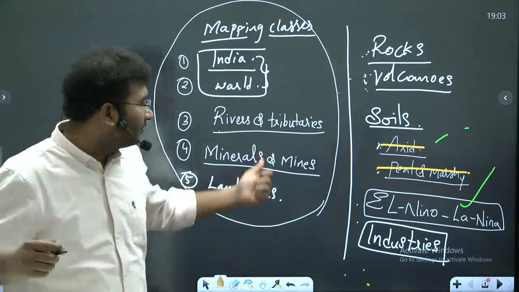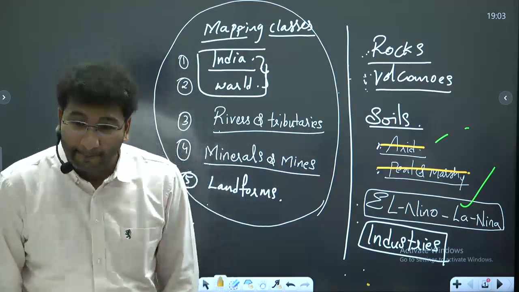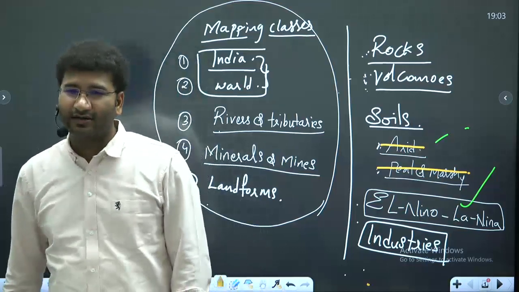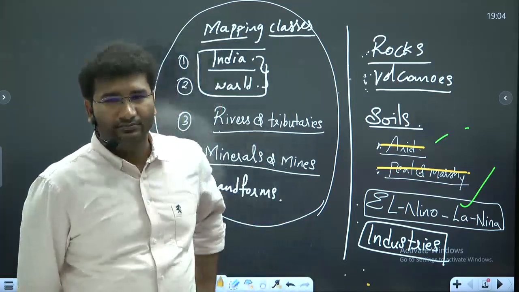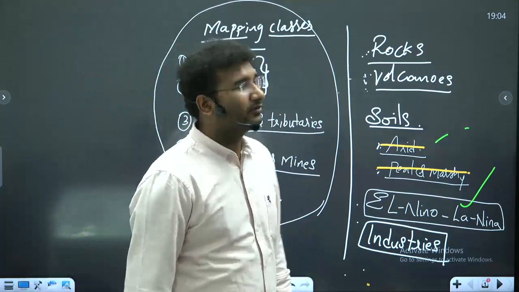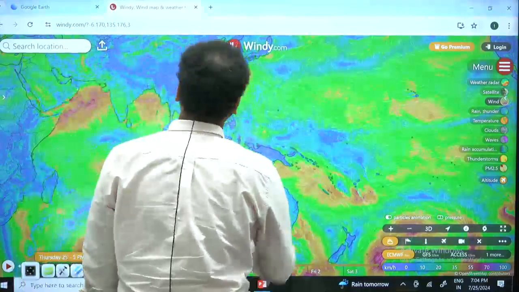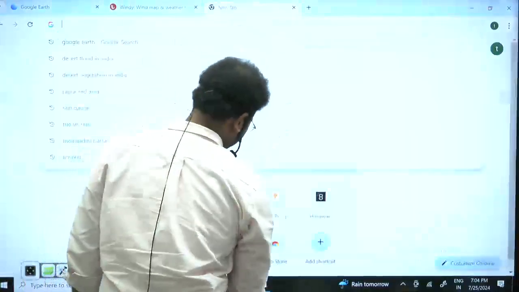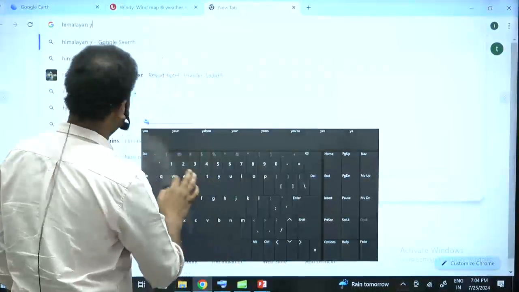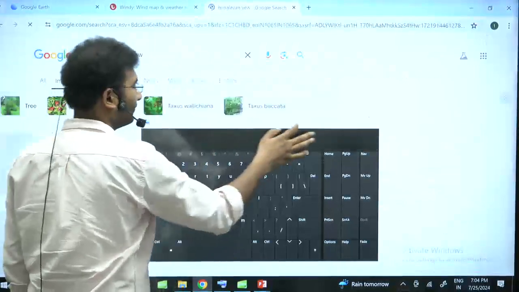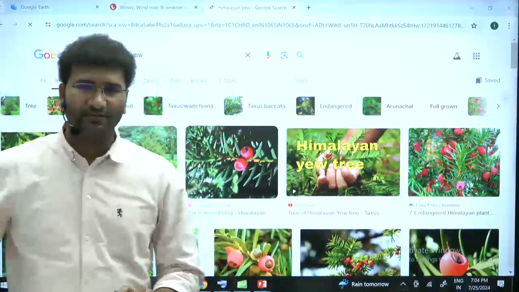Now let's go. One more, take a heading as saline soil also, as you are writing. Himalayan yew. Cancer treatment के लिए. Flower. Apple. Himalayan yew, it is reddish pink color. This is used in treatment of cancer. Very costly flower. Himalayas में grow होता है. It is grown in Himalayas.